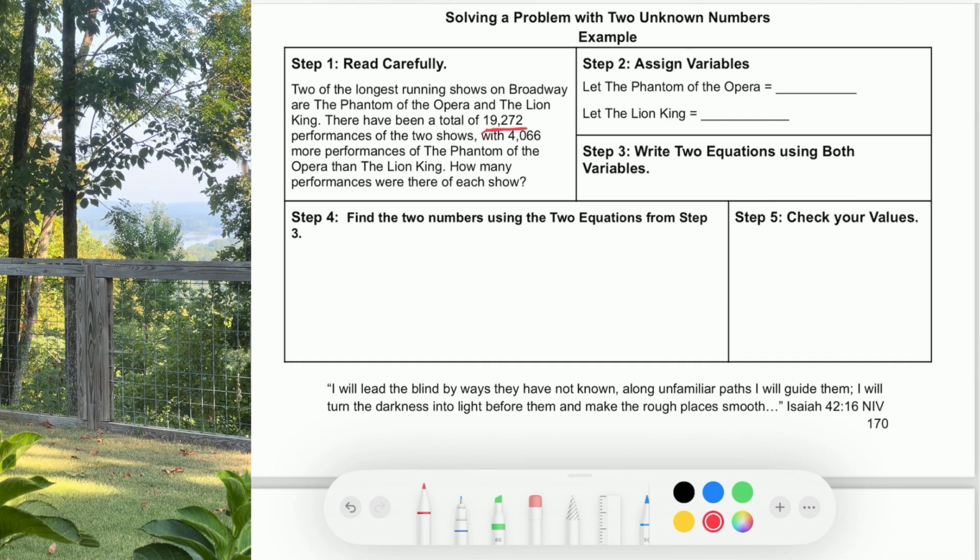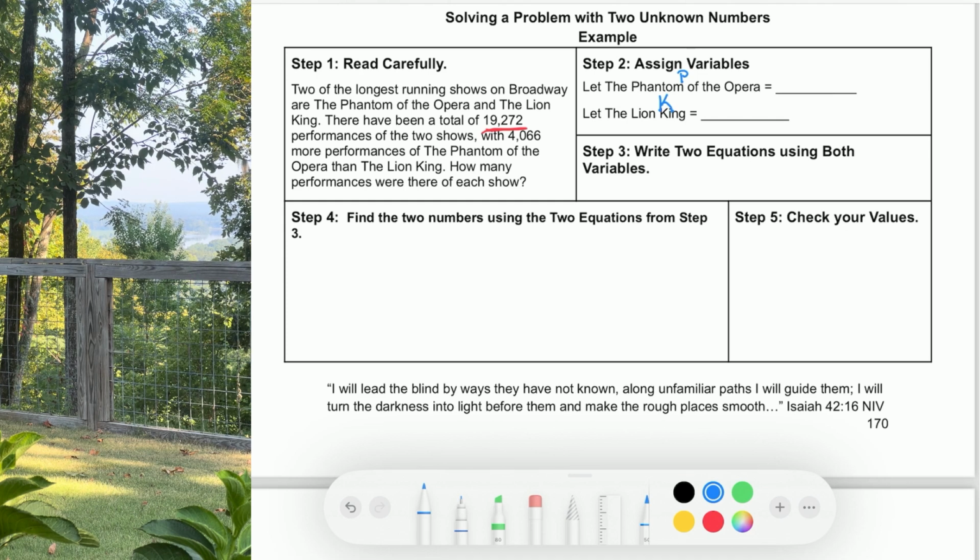All right, so the first thing I notice is that we have a total amount, and then we have 2 things that we're comparing. We have The Phantom of the Opera and we have The Lion King. I'm going to designate Phantom of the Opera as P. I'm just going to write P up here. And then Lion King is going to be K. I'm going to have K here.